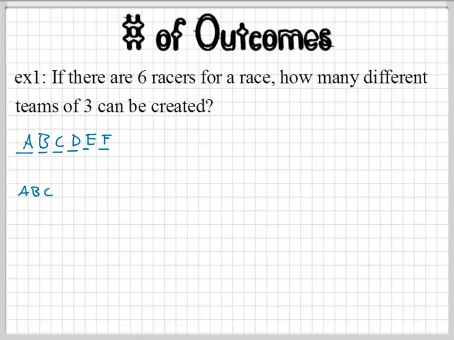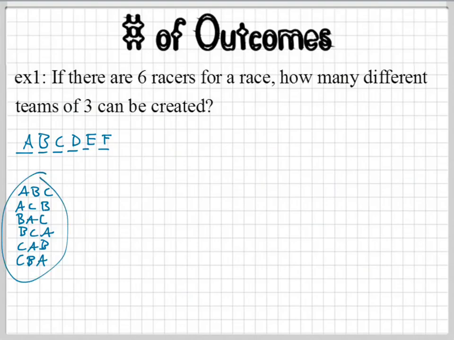A, B, C. Now, if I change the order of these, I'd say A, C, B. Is it different? No. I could also write this as B, A, C, B, C, A. I could write it as C, A, B, and C, B, A. Now, all of these look different, but when you know that they're just a team, it's just one. This counts as one. Order does not matter here.